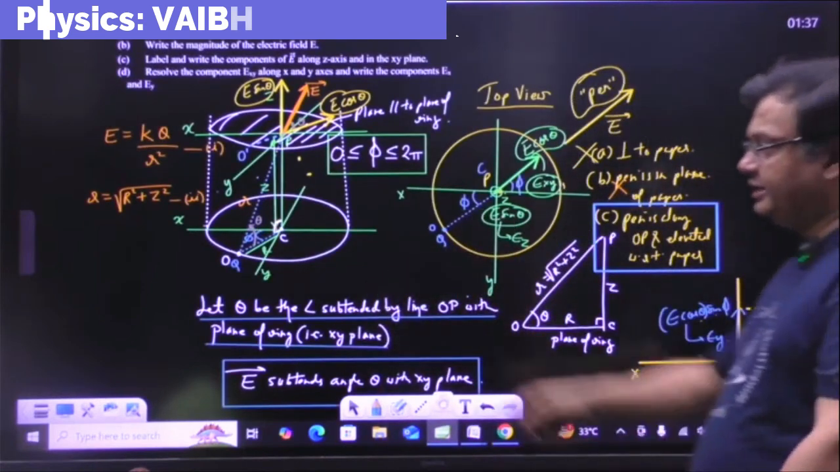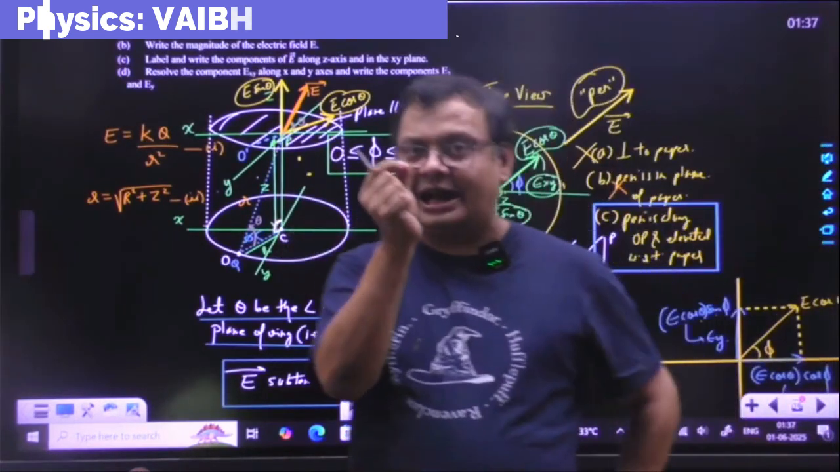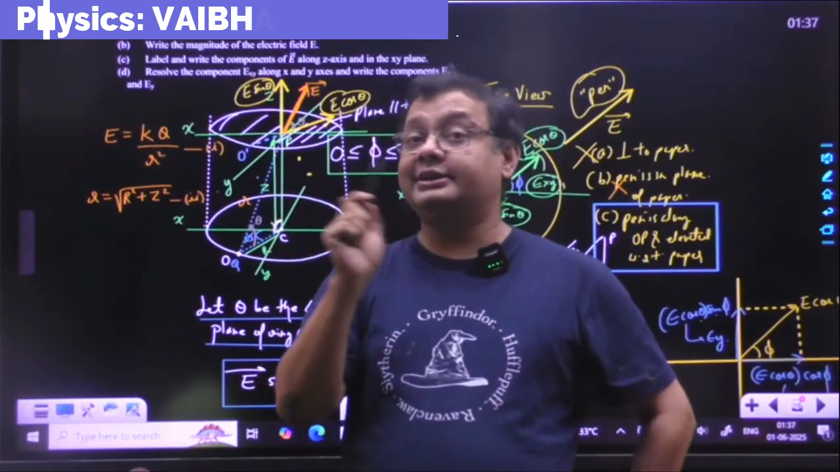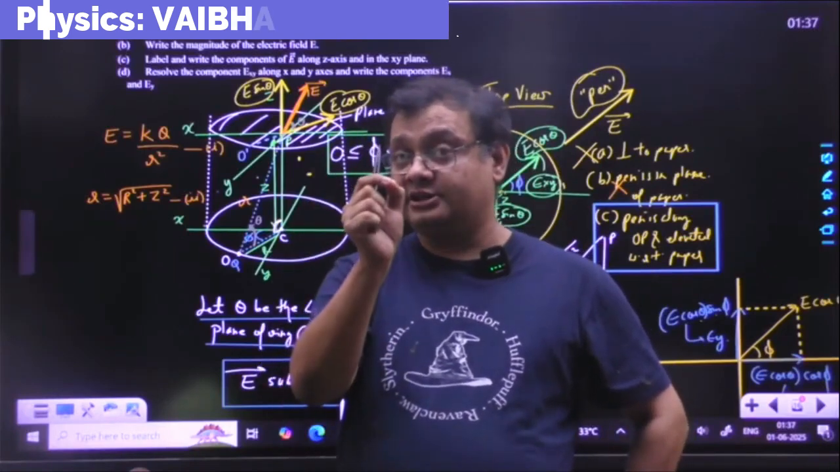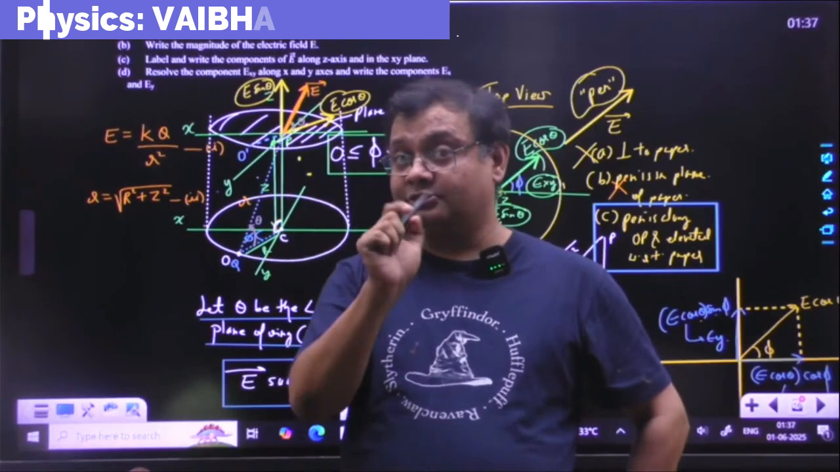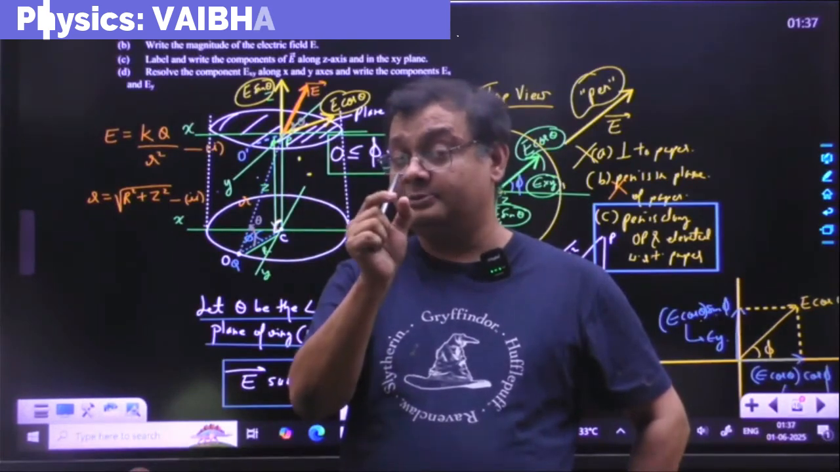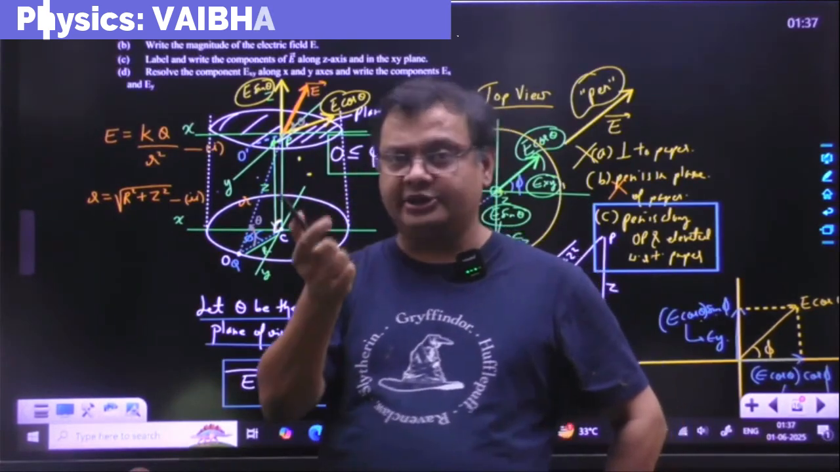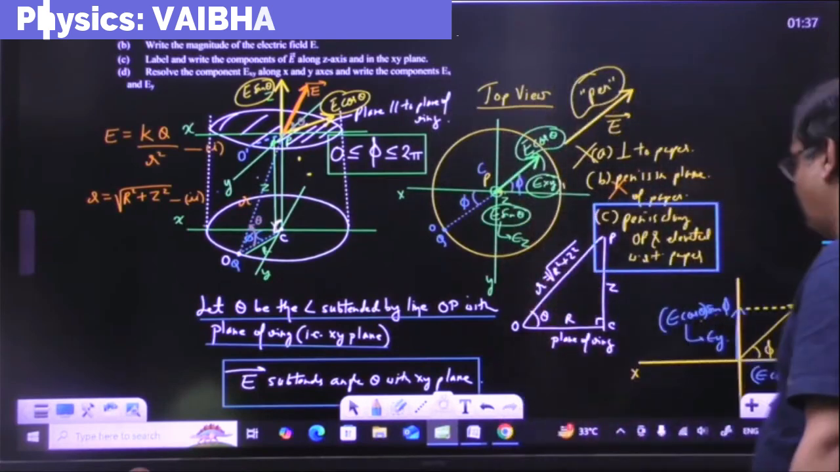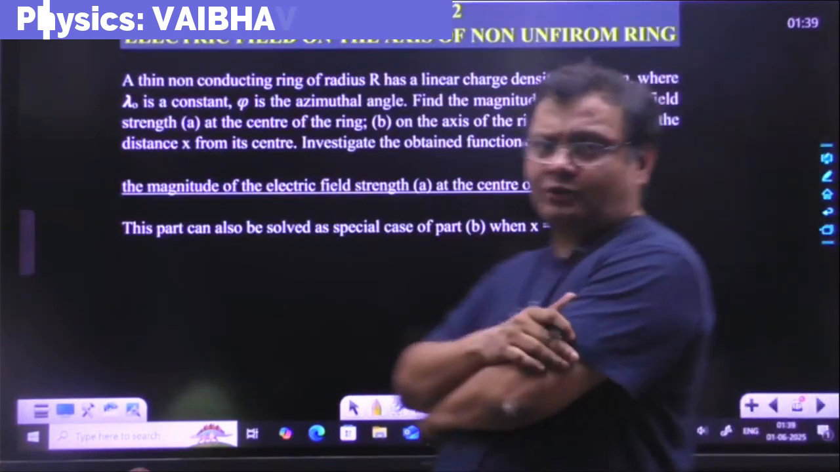The only difference is in this case you have taken a discrete isolated point charge. In the case of a ring, the point charges will be continuously distributed. So instead of Q, we will be taking what? An elemental charge dq. Rest of the approach will be the same. Got it? Now let's see Irodov 3.12.